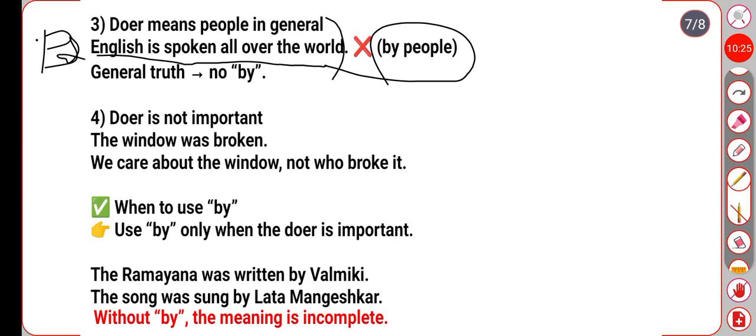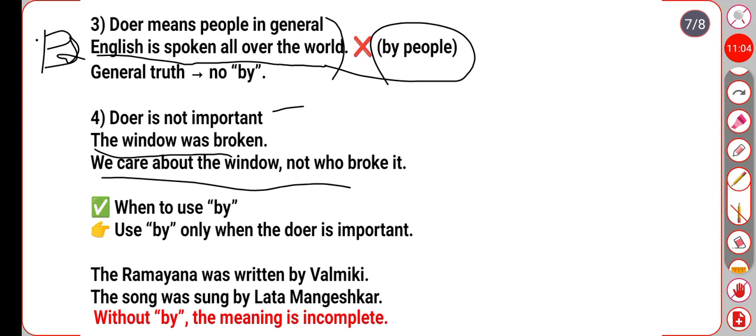And the fourth thing is when the doer is not important. You know that the doer is not important, only the action matters. In that situation also we don't use by. Yes, the window was broken. It's focusing only on the action, the window was broken, not who broke it. That's why we don't use by in that situation.